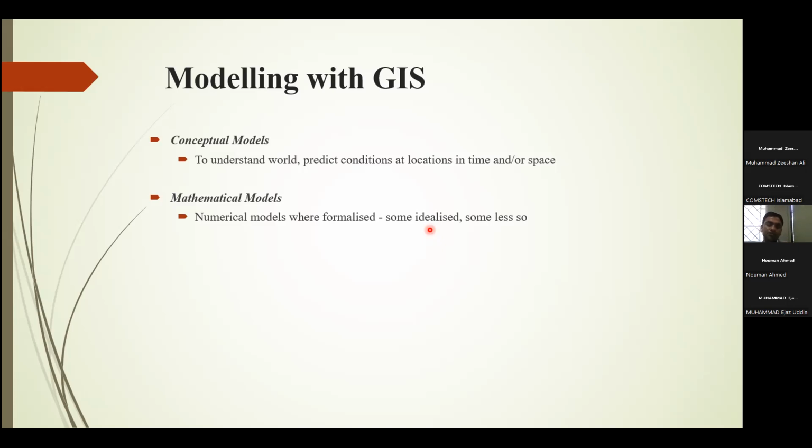So that is very important, how you can formulate or analyze the thing, that it should be according to the optimized outputs, and it should be neither overestimated nor underestimated. So optimization is very important for modeling in GIS.